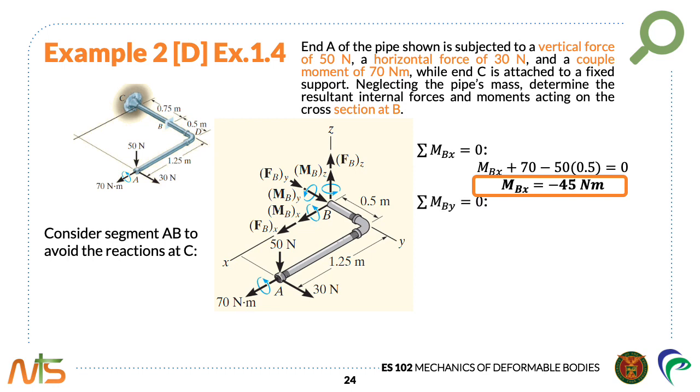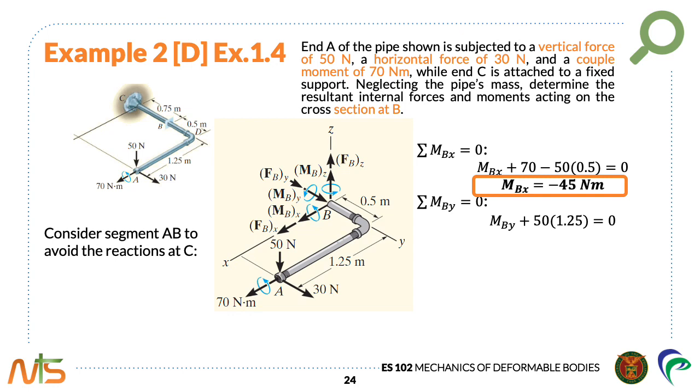Next is summing moments about the y-axis, then equate it to 0. So we have MBY positive since it is going to the positive y direction. And then again, we have the 50 newtons. 50 newtons create again a moment about the y-axis using the perpendicular distance of 1.25 meters. As you can see, the rotation that it creates is pointed towards the positive y-axis, so it is positive. And then equate it to 0.